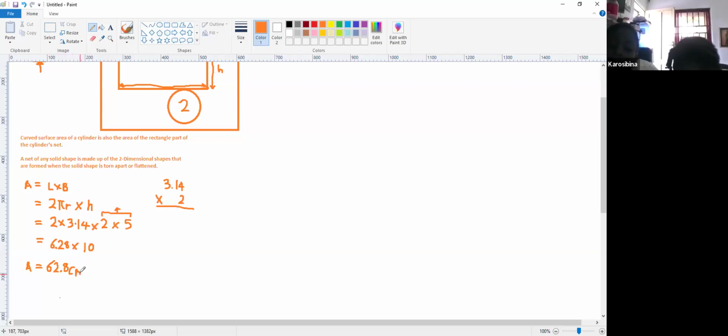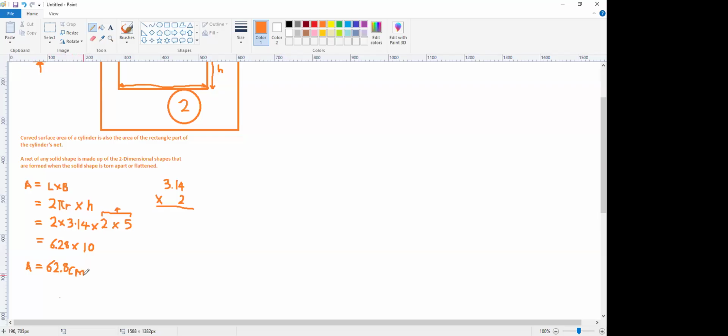That's not in our book. I know now, we're not done. Don't worry, we're not finished. 62.8 what? Square centimeter. Now the question said to the nearest.